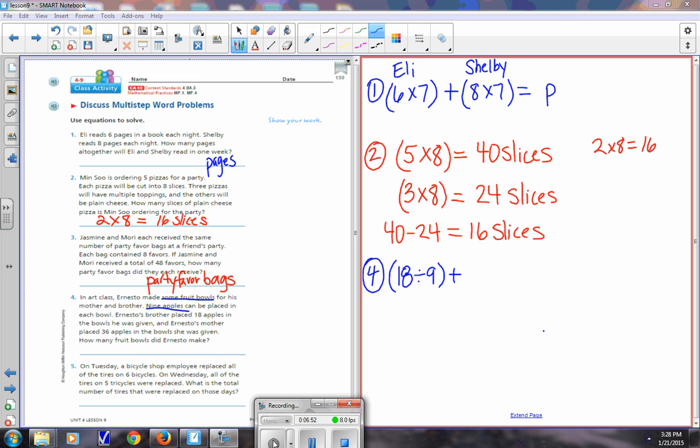Then we're going to add it, not Ernesto, I'm sorry, this is his brother, then his mother. And his mother was given 36 apples. And we have to divide that by 9, because that's how many apples fit in a bowl. And ultimately, we're looking to find how many bowls there were. And this will tell us how many bowls. So 18 divided by 9 is 2 bowls, is what Ernesto's brother had. And Ernesto's mother has 4, for a total of 6 bowls for the 2 of them.